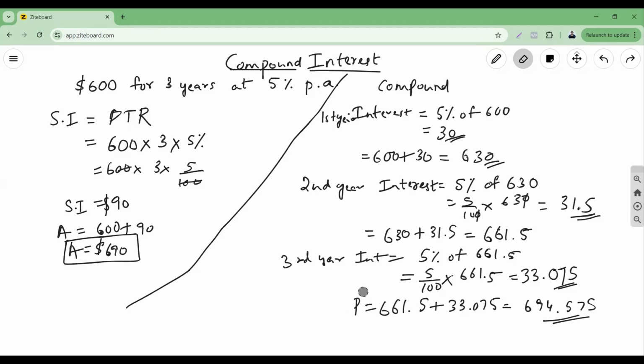Because I'm going to add with my interest, right? This is going to be the amount that we're going to talk about. So what has happened in simple interest at the end of 3 years? I've got only $690. But if I compound the interest, what am I getting? A little more. That is 694.575. That is what I have got.